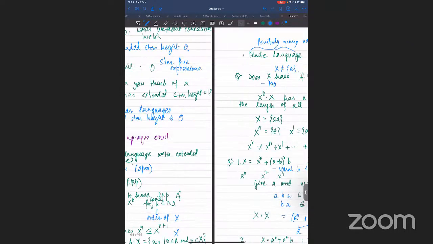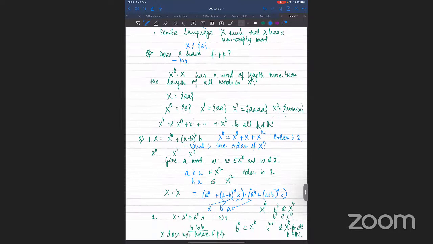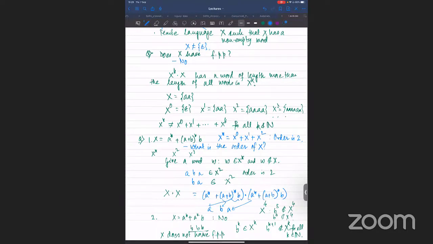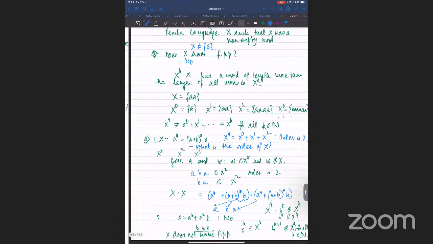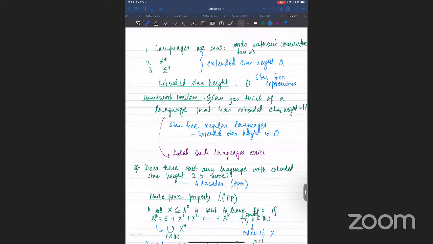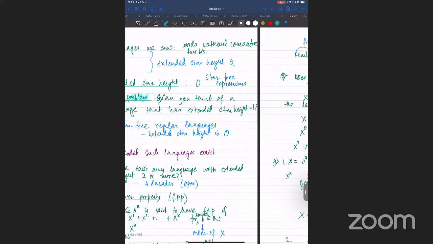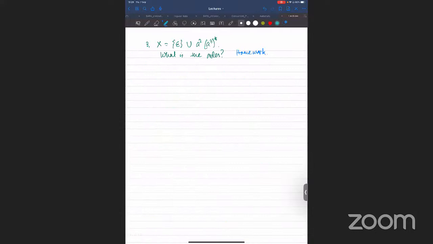So we talked about two homeworks. One is extended star free, extended star height 1. So find such languages, right? Extended star height 1. This was a homework, right? And then the other one, we are talking about this thing. So this language, what is the order? Okay, so you can think of this and tell me.